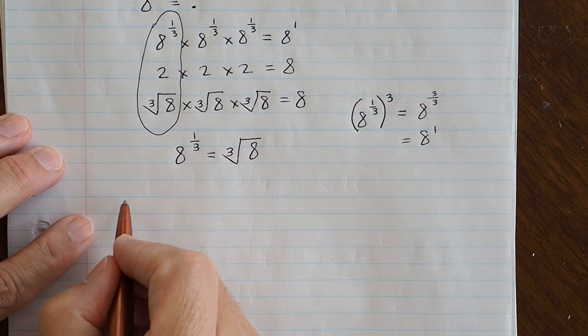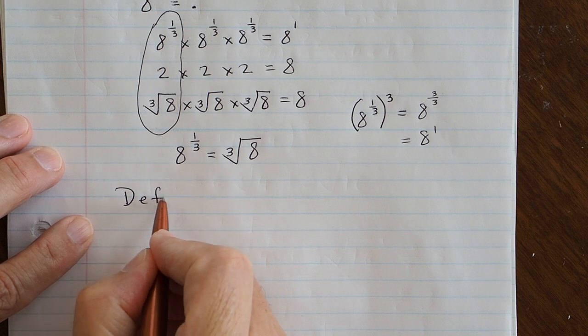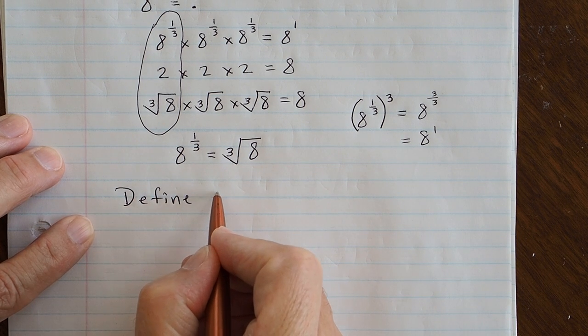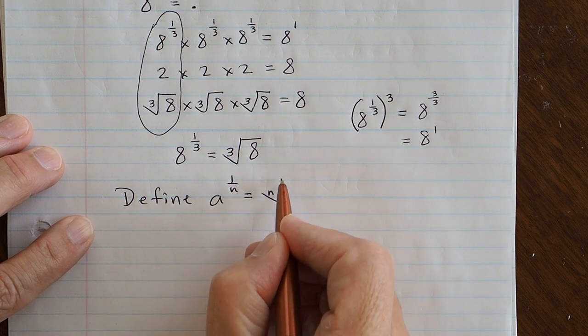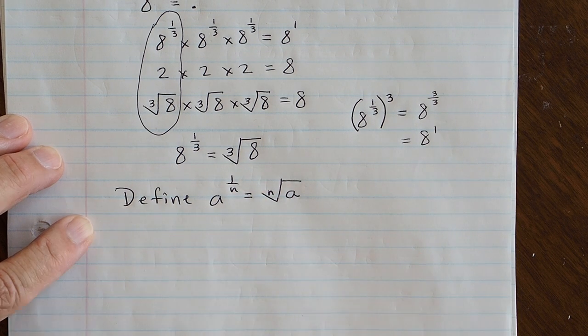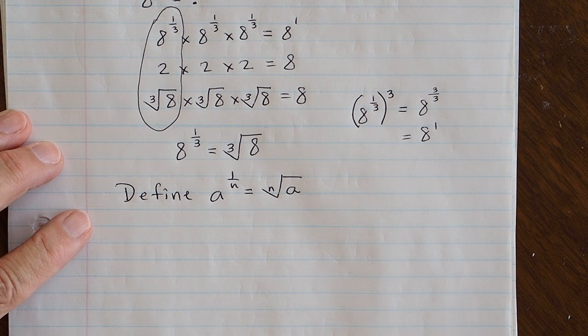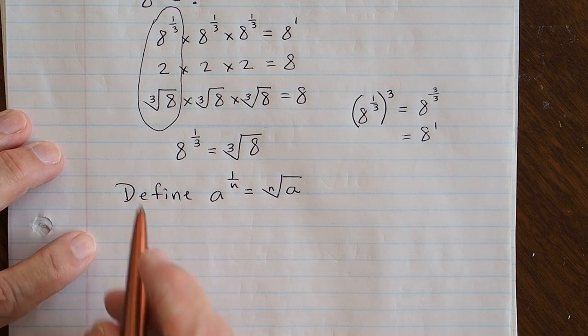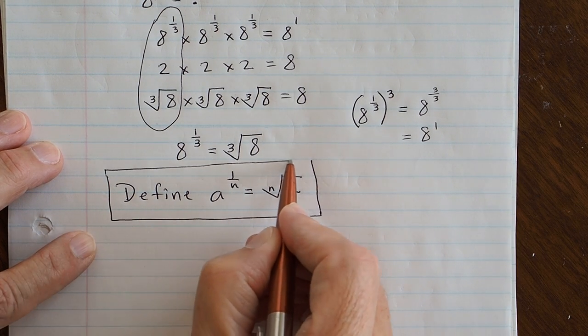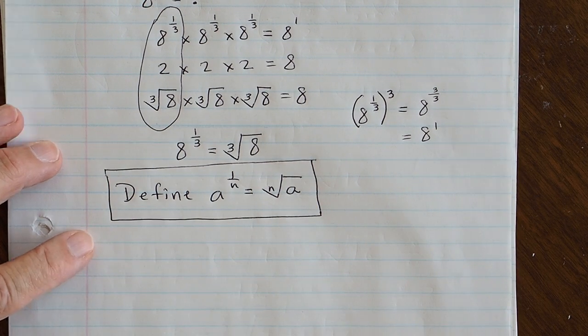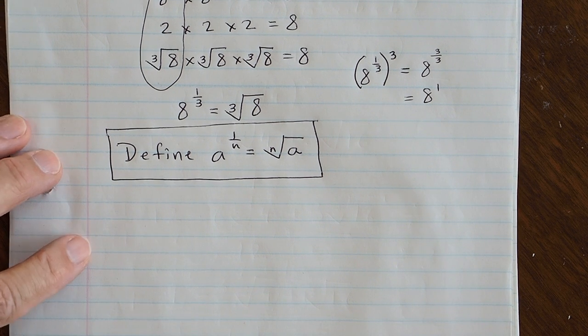So this is enough evidence for mathematicians to say, why don't we define a to the 1/n to be the nth root of a, so that the fraction exponents behave in a consistent fashion with all other power rules. And that is your 6th power rule. Let's practice it in a few questions.